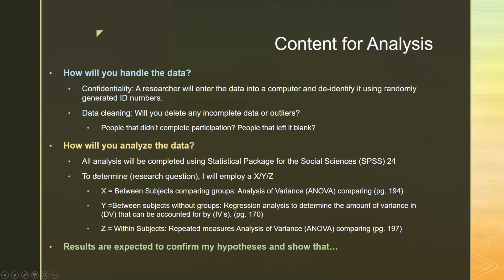How about that? Okay. All analysis will be completed using Statistical Package for the Social Sciences, SPSS version 24. Okay. So we have to say what we're using to do the analysis with. And this is the most common one that I use. There are some other ones, but for right now, you can just take that sentence and it can be yours, okay? Then you have to say what analysis you're going to do. And so that will depend on your research question. And so to answer my research question, I will do one of these things.